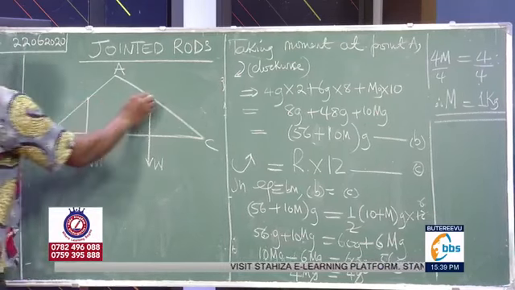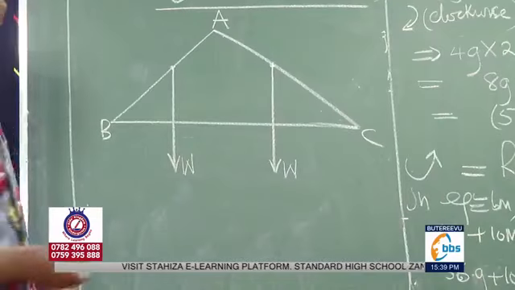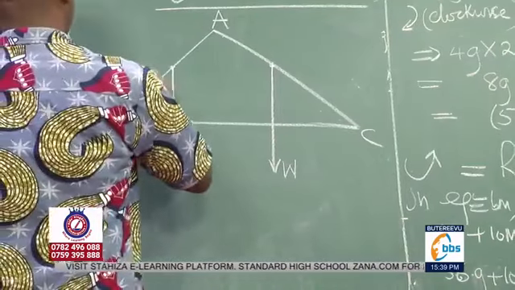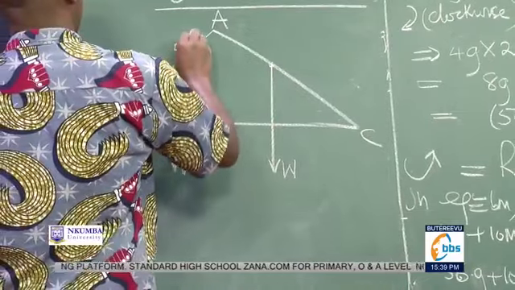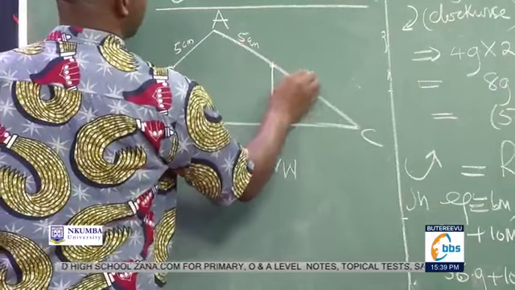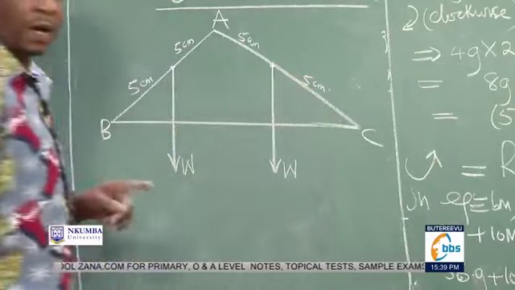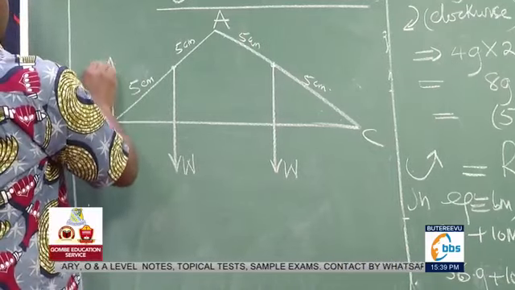And since we have already agreed, without wasting time, that the weight acts halfway the length, then it means that this is 5. They are using centimeters. And this is 5 centimeters. And this would be 5 centimeters. And this would be 5. We have agreed that there will be forces, the reactions they want.